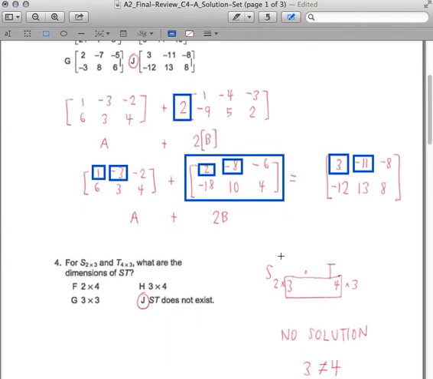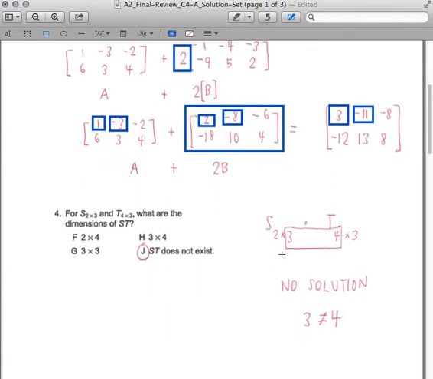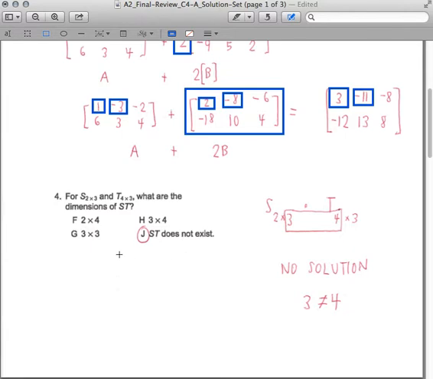Okay, now let's take a look at the next example problem, which says for matrix S, which is a 2 by 3 matrix, and matrix T, which is a 4 by 3 matrix, what are the dimensions of ST, which is matrix S multiplied by matrix T? Well, as we can see here, we are unable to multiply matrix S by matrix T.